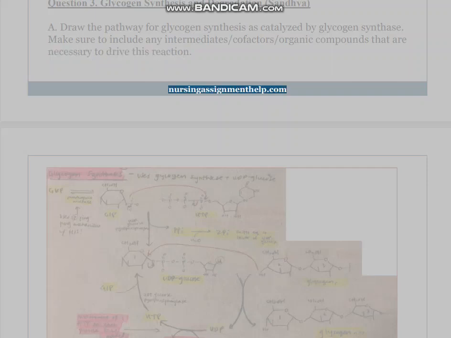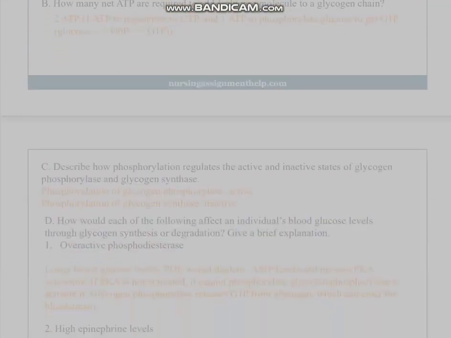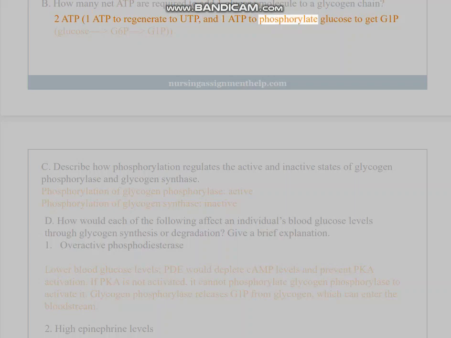B. How many net ATP are required to add 1 glucose molecule to a glycogen chain? 2 ATP: 1 ATP to regenerate UTP, and 1 ATP to phosphorylate glucose to get G1P. Glucose, G6P, G1P.